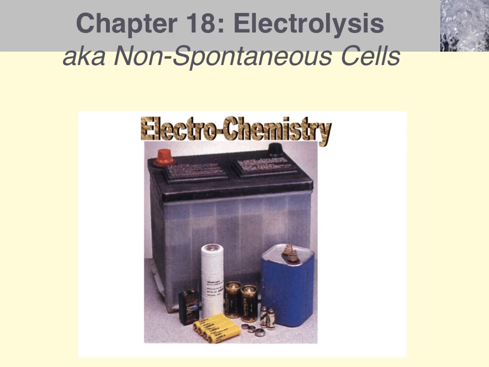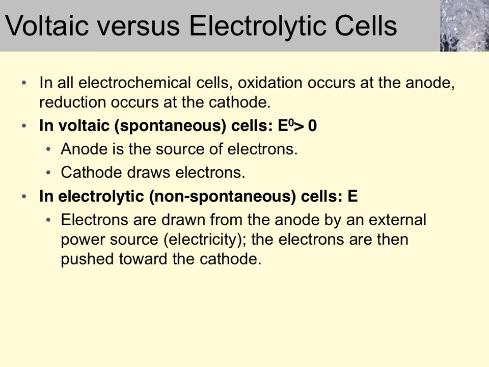This is the fourth and last lecture from Chapter 18 about electrochemistry, and this lecture will be about electrolysis. Electrolysis refers to electrochemical reactions that are non-spontaneous. So far in this chapter, we've talked about spontaneous cells, also known as voltaic cells or galvanic cells. So let me give you a brief introduction of a comparison of voltaic or spontaneous versus electrolytic cells.